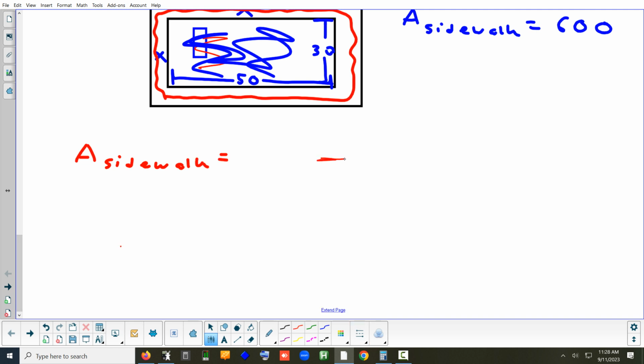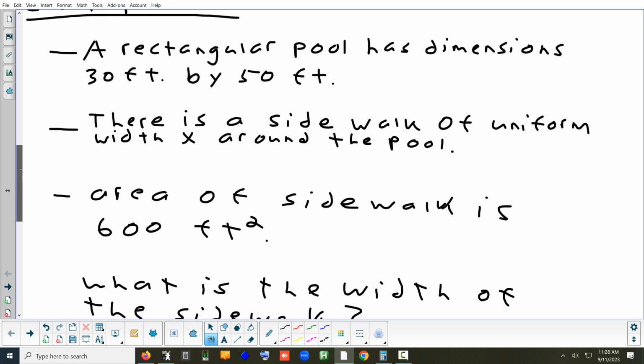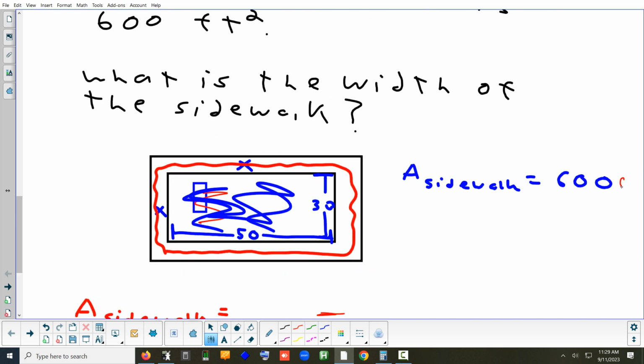Can you go back over there now? Because I'm trying to see what the 600 feet was. The 600 is the area of the sidewalk. Is that without the pool or with the pool? Not just the sidewalk. Okay.